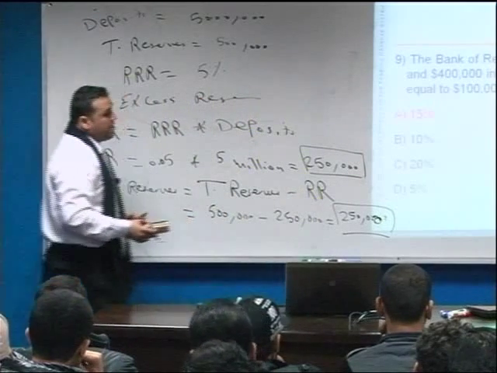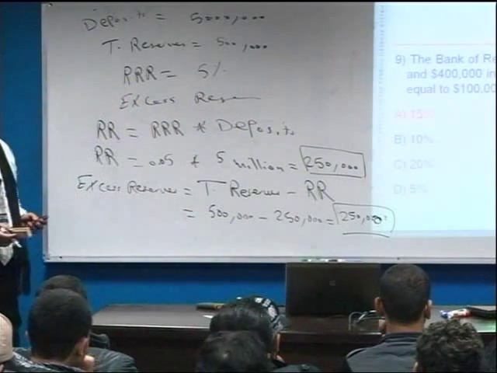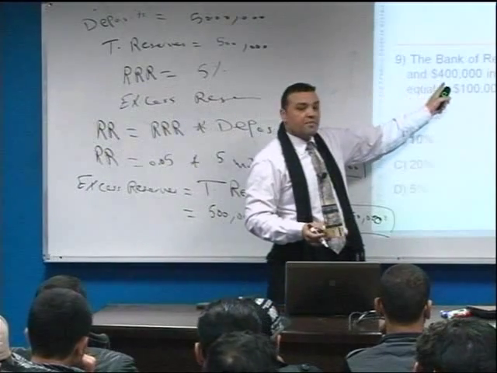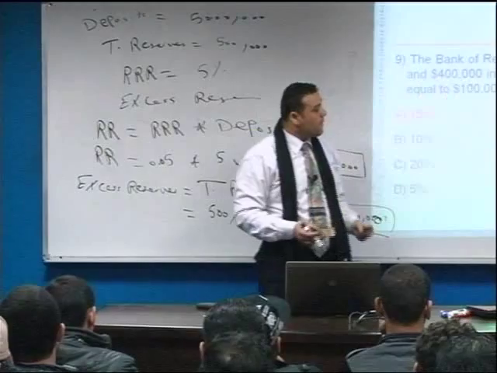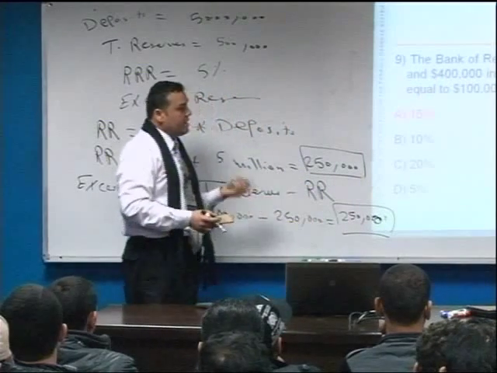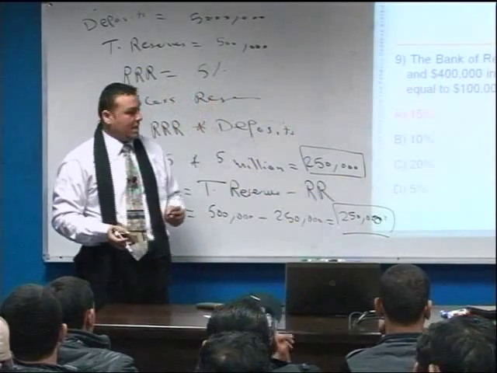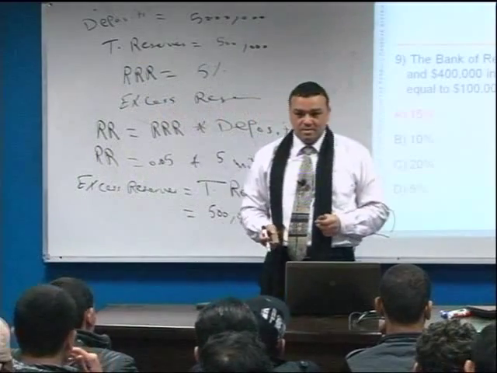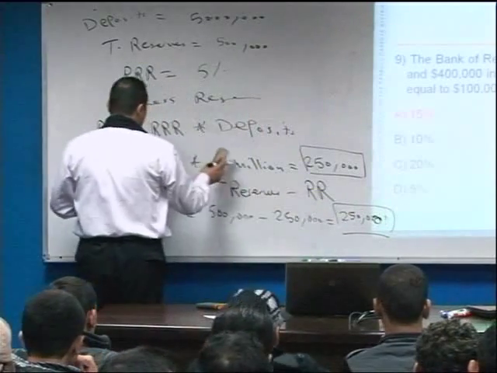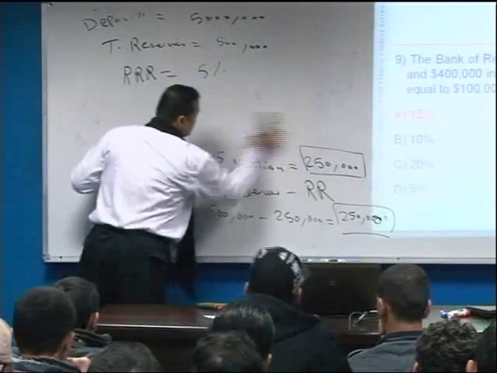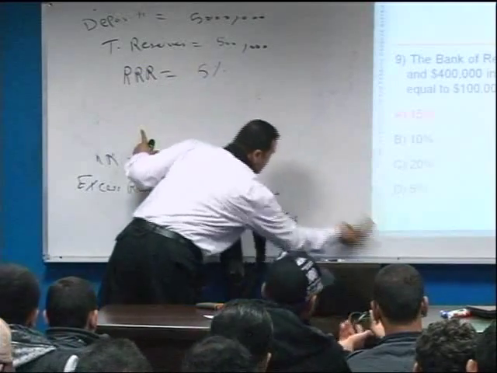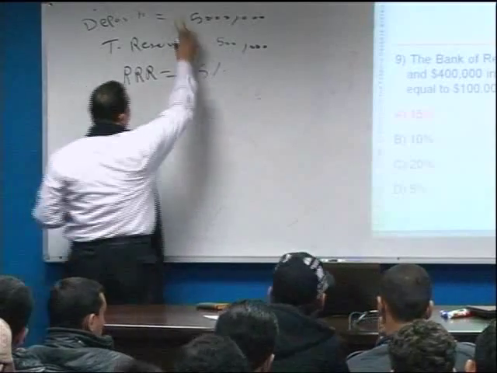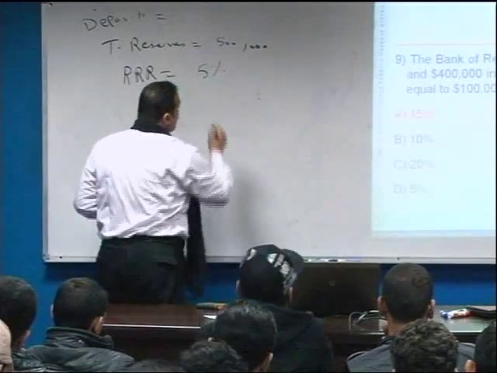Okay. The Bank of Red Oak has 2 million in deposits and 400,000 in reserves. If the excess reserve equals $800,000, how much is the required reserve ratio? Let's break down the data. As you see, the deposits equal how much? How much is in deposits? 2 million.